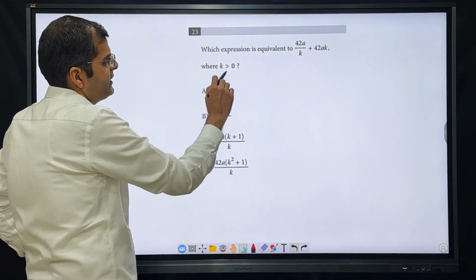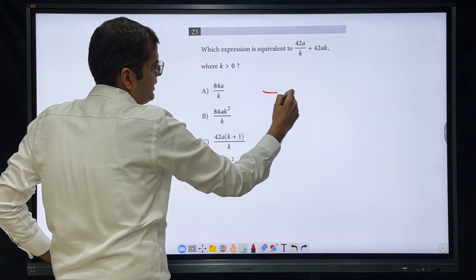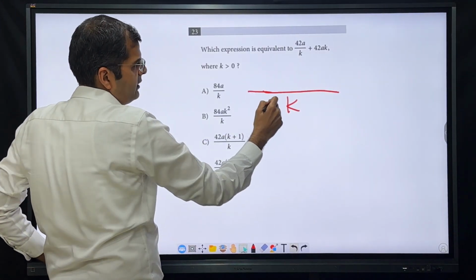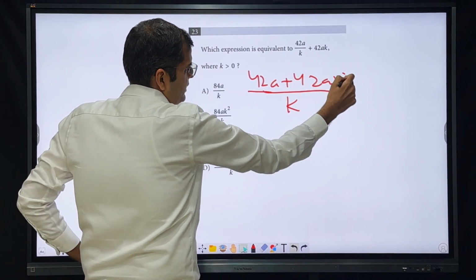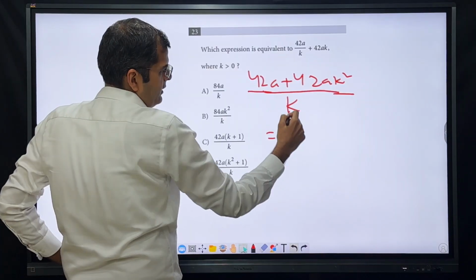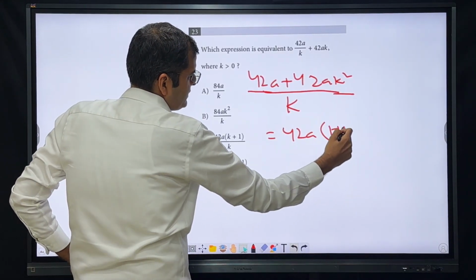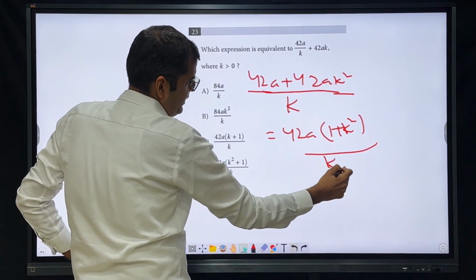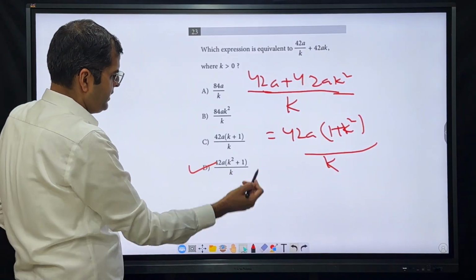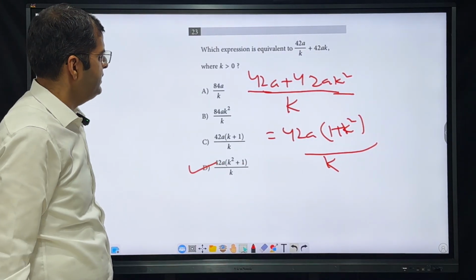Here this says which expression is equivalent to 42a by k plus 42ak. Here I will take k as the common LCM. It becomes 42a plus 42ak square. So from the numerator I can take 42a common and it will be 1 plus k square. 42a times 1 plus k square by k. That is option D, 42a times k square plus 1 by k. So 1 plus k square and k square plus 1 are same.